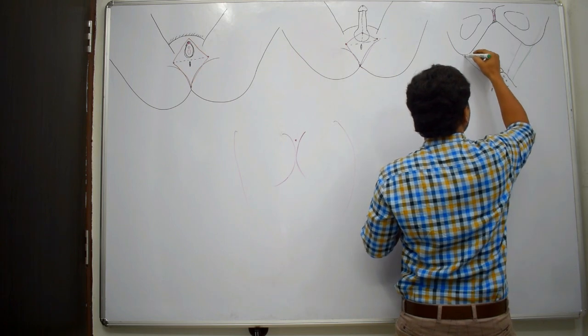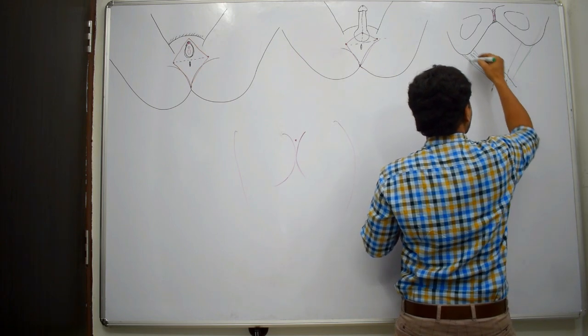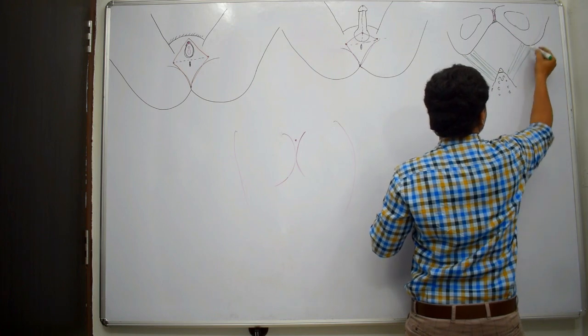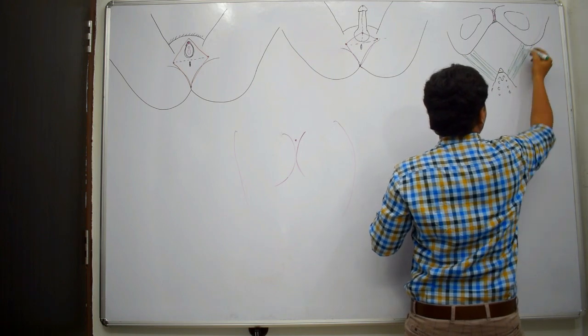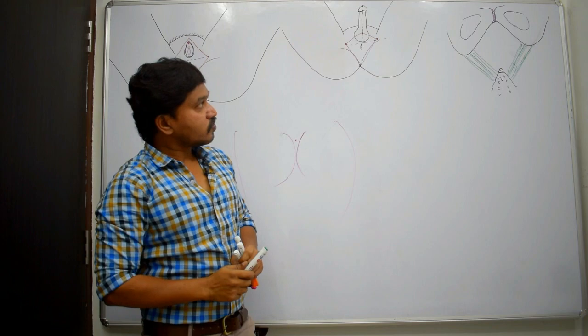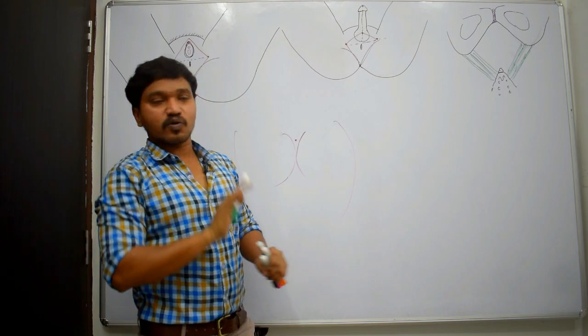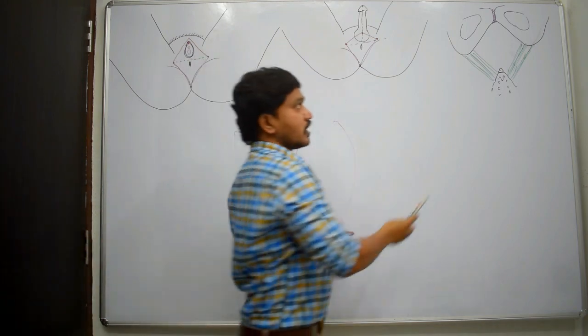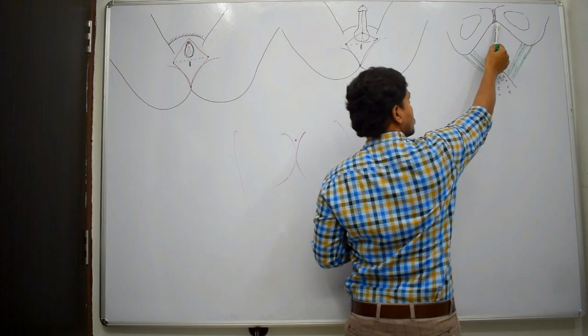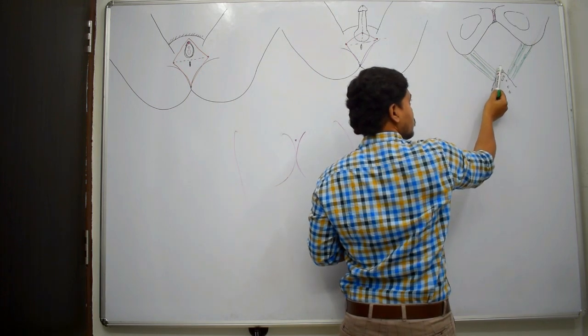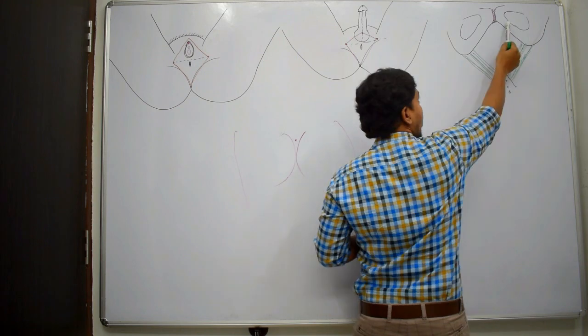Sacrotuberous ligament. What is it? So, this is the sacrotuberous ligament. Here, we have drawn all the deep boundaries of the perineum. Anteriorly, the symphysis pubis. Posteriorly, the tip of the coccyx and sacrum.